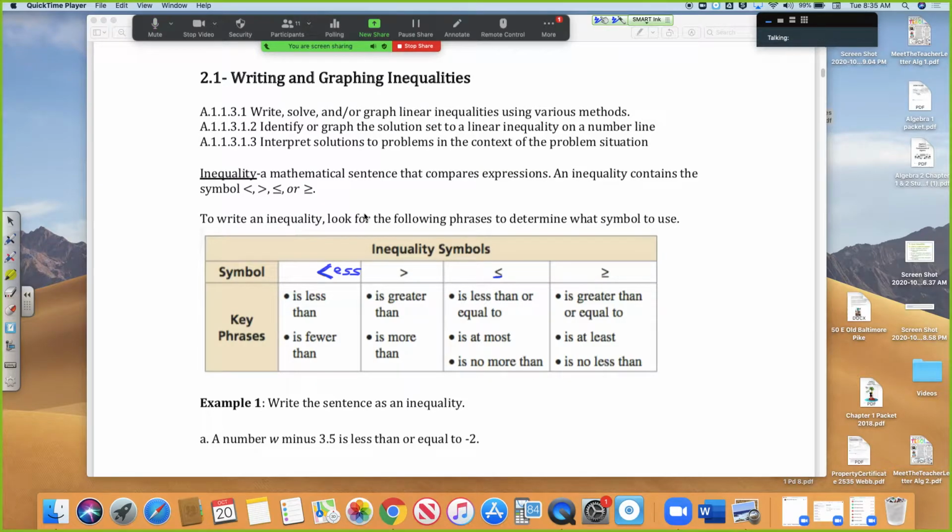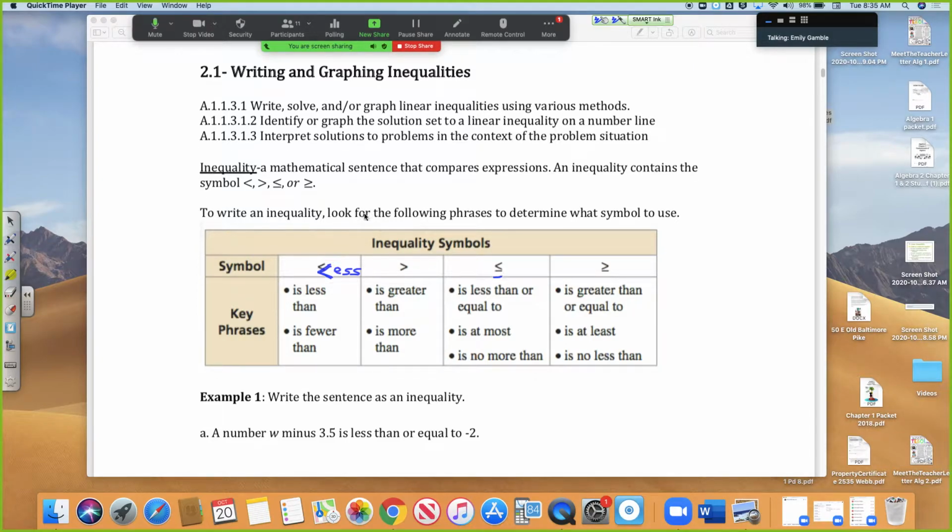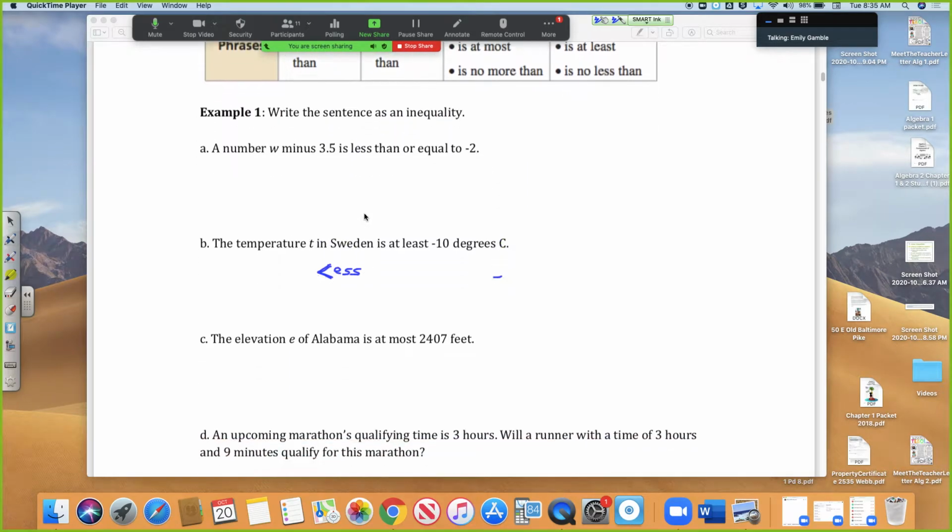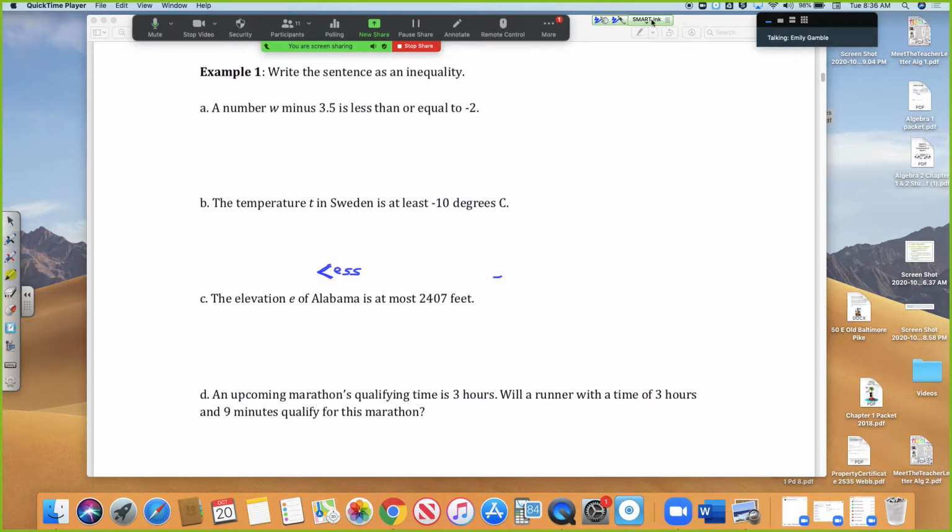So yesterday I went over that some key phrases we can use also would be like fewer than, more than, is at most, is no more than, is at least, is no less than. So this is just a recap. I know I taught this yesterday before you guys started IXL. But what we want to do now is go over the examples with how to write inequalities.